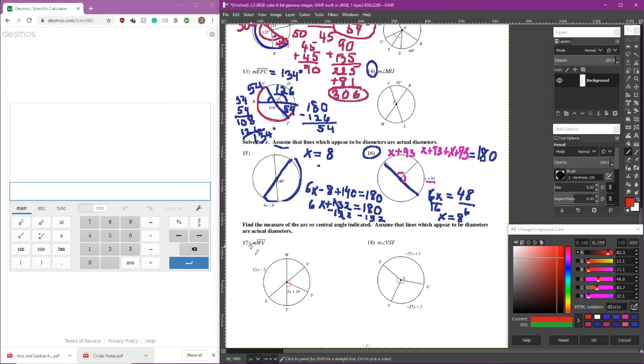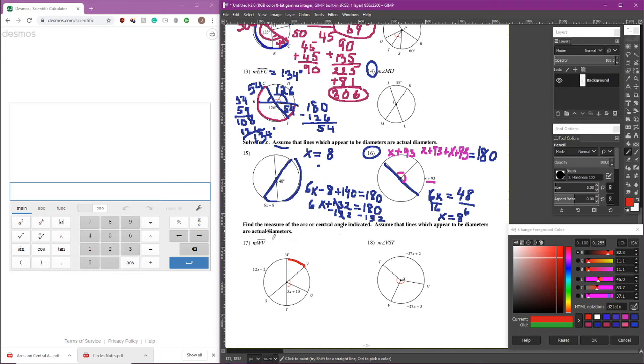All right, so now let's look at number 17. We need to find the measure of arc WV. So let's look and outline what we need to find. There's arc WV. And sometimes these problems are not readily showing us what we need to do to find it. So we have to be a little bit of a detective and start working with what we know.